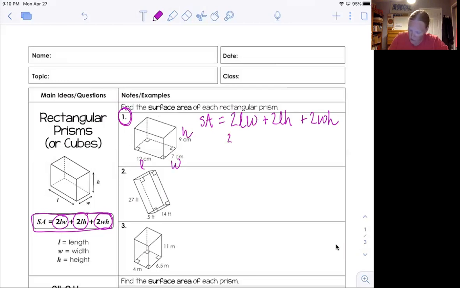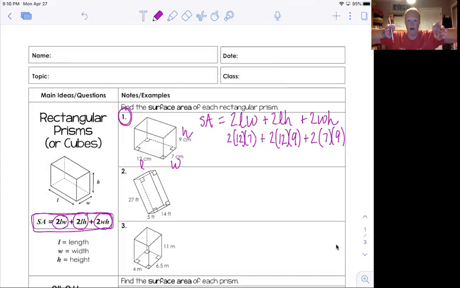So I get 2 times 12 times 7. So I'm finding the areas of the top and the bottom. Then I'm going to add to that 2 lengths times height. So that's one of the sides: 12 times 9. That's either the right and the left or the front and the back. We don't know yet, it depends on how you see it. And then lastly, I'm going to do 2 times the width, which is 7, times the height, which is 9. So again, I either did the front and the back, or the right and the left.